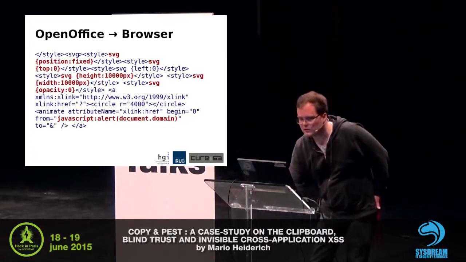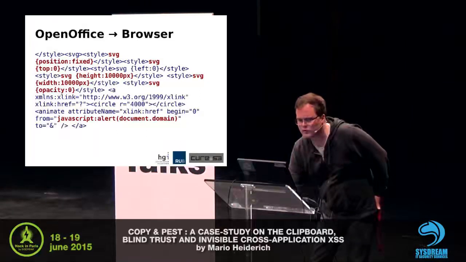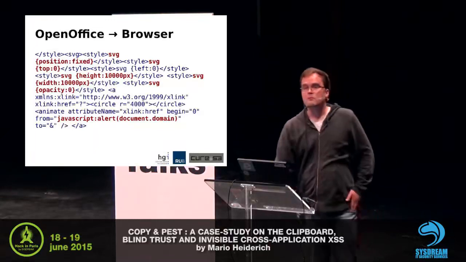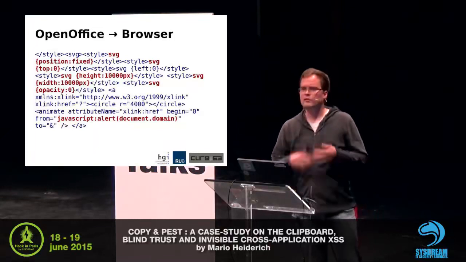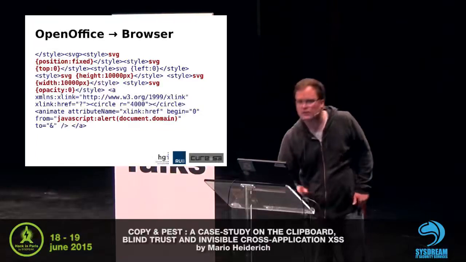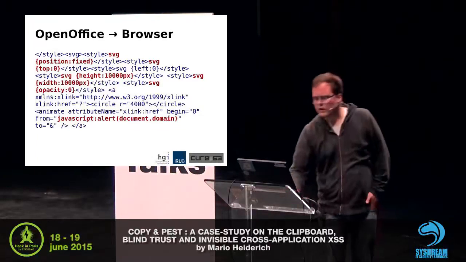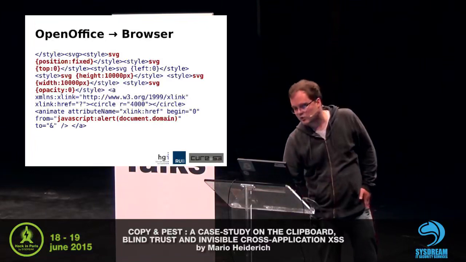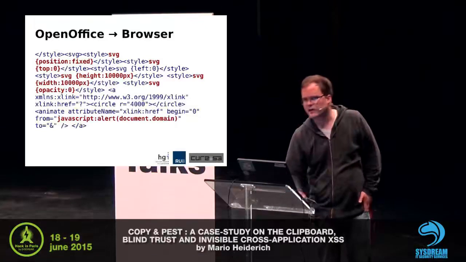And here we have that link. We can see it has an X-link href, and the href is pointing to a question mark. Not dangerous, doesn't hurt. But then we put a circle into that link, so we have a visual graphic element, and we put an animate element into that link. And we say, hey, I want this link to be animated after some time, ideally 0 seconds, and the attribute that I want to animate is the X-link href.